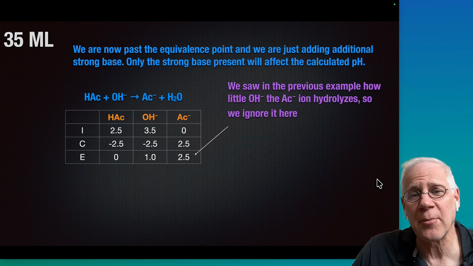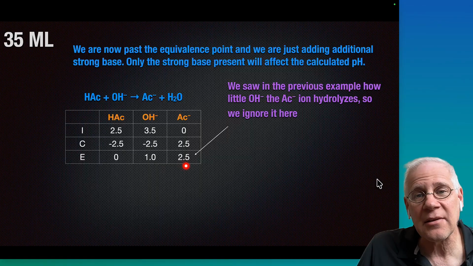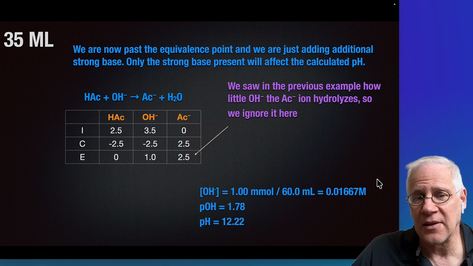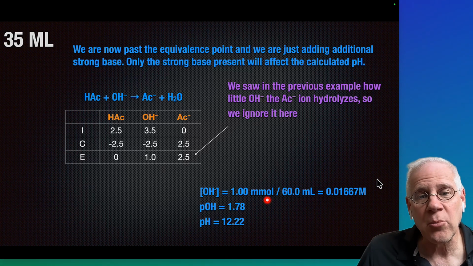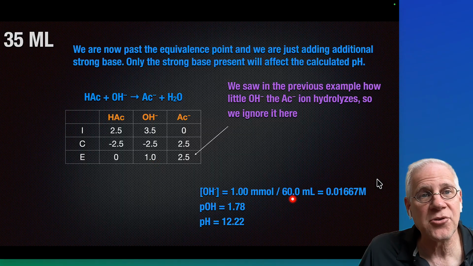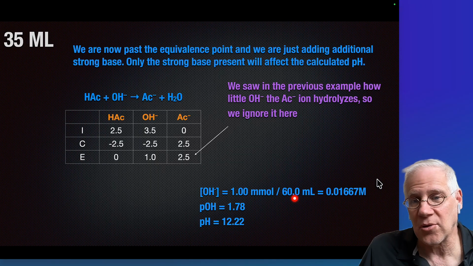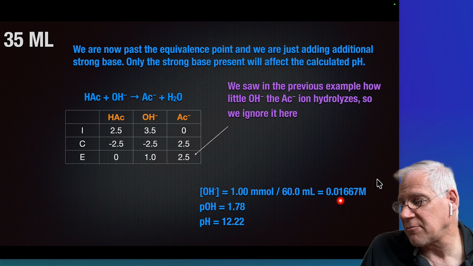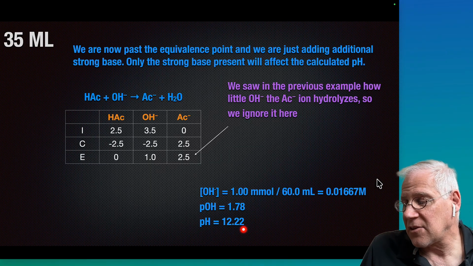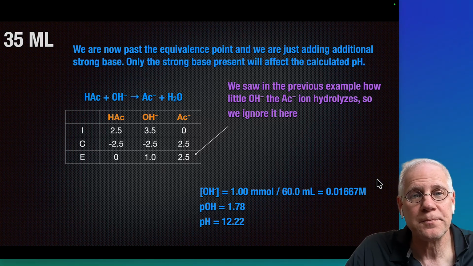Now, again, we saw in that previous example how little this amount of acetate hydrolyzes in solution, and it just does not produce very much OH minus. So we're going to ignore the acetate in this case. So what we have is 1 millimole of hydroxide. It is in 60 milliliters of solution because I had 25 milliliters of the acid and 35 milliliters of the base added. That's 60 milliliters. So that gives me a concentration of hydroxide of 0.01667. And from that, I can just take the negative log to get the pOH at 1.78, and that gives me a pH of 12.22.